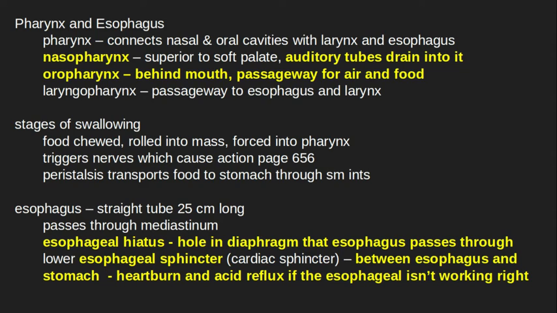As far as stages of swallowing, you have your food chewed, and it's rolled into a mass and is forced into your pharynx. And then this triggers nerves, which cause action. This is on page 656. Peristalsis transports food to your stomach and through your small intestine.